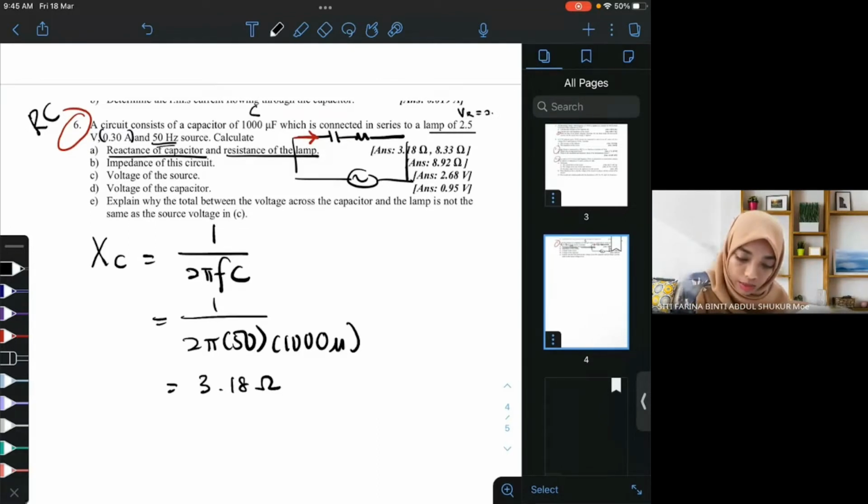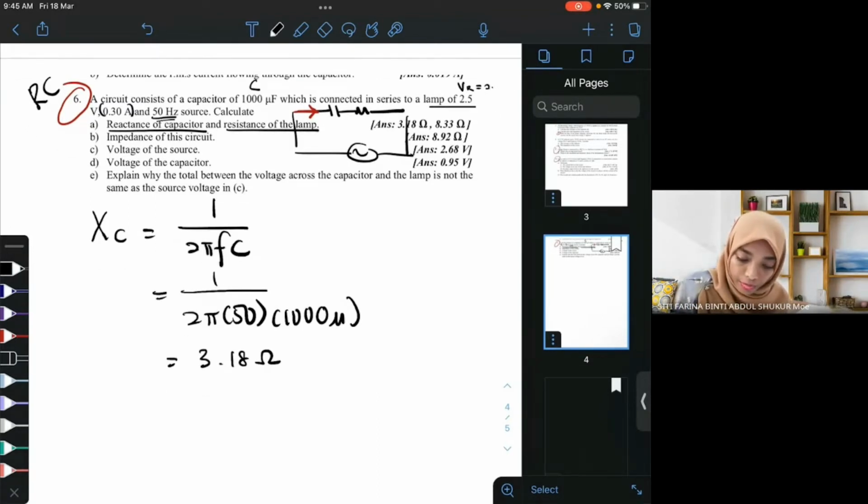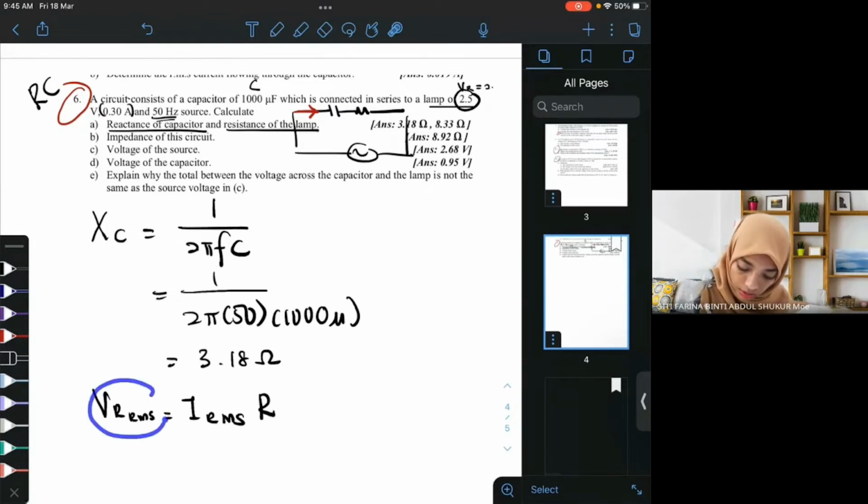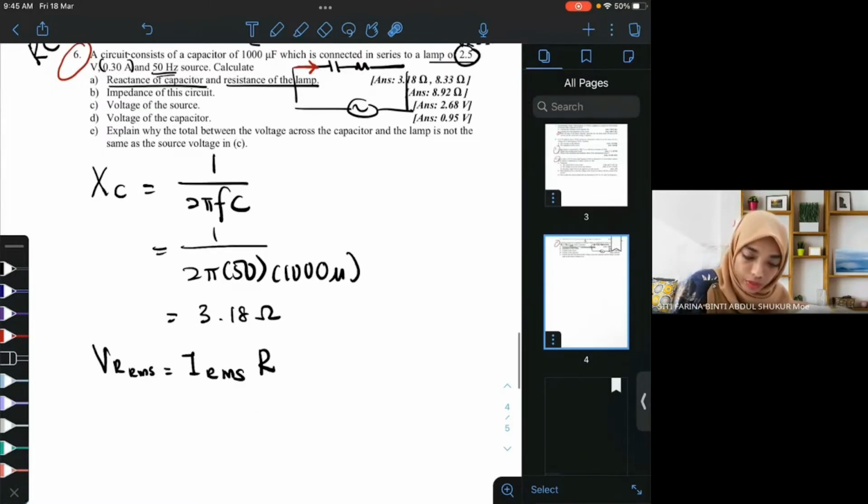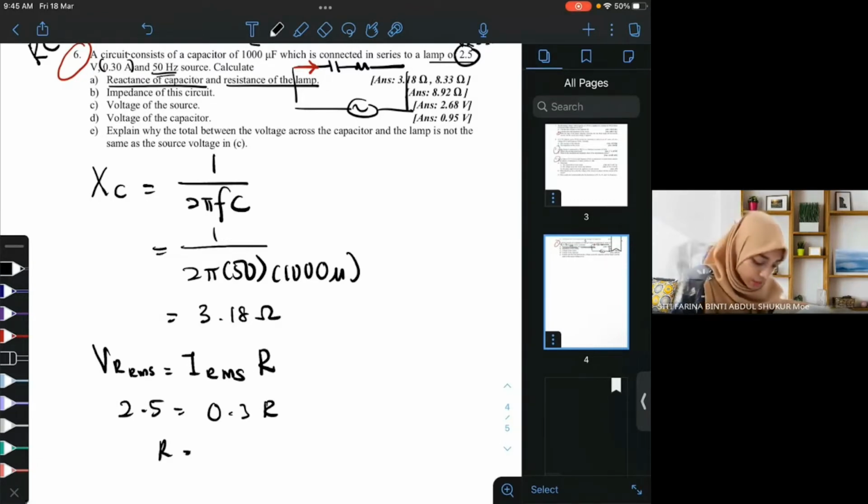Dia macam sinonim sikit. So to find the resistance in the lamp, okay, kita nak cari R. Kalau kita tengok kita dah ada voltage across resistance dan kita ada current yang lalu the resistance. So since this is an RC circuit dan kita nak cari resistance, maka kita kena guna voltage across resistance sahaja, which is given in the question as 2.5, this is 0.3, and this is your R. R becomes 8.33 ohm.